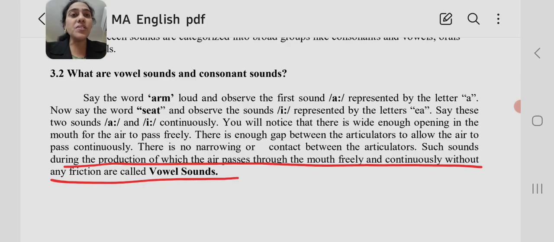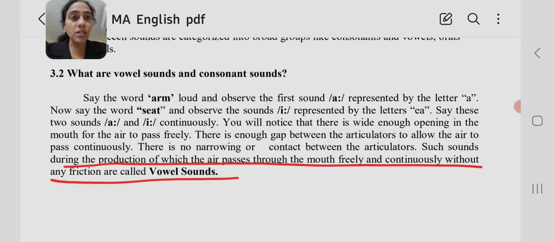See, the sounds which are produced with an impact of the air passing through the mouth freely and continuously without any friction are called the vowel sounds. You can pause the video here, note down this definition, or if you have the hard copy already, you can underline and learn this definition, because for any question connected to the vowel sounds, if you write this definition, that gives a good impression for the evaluator.